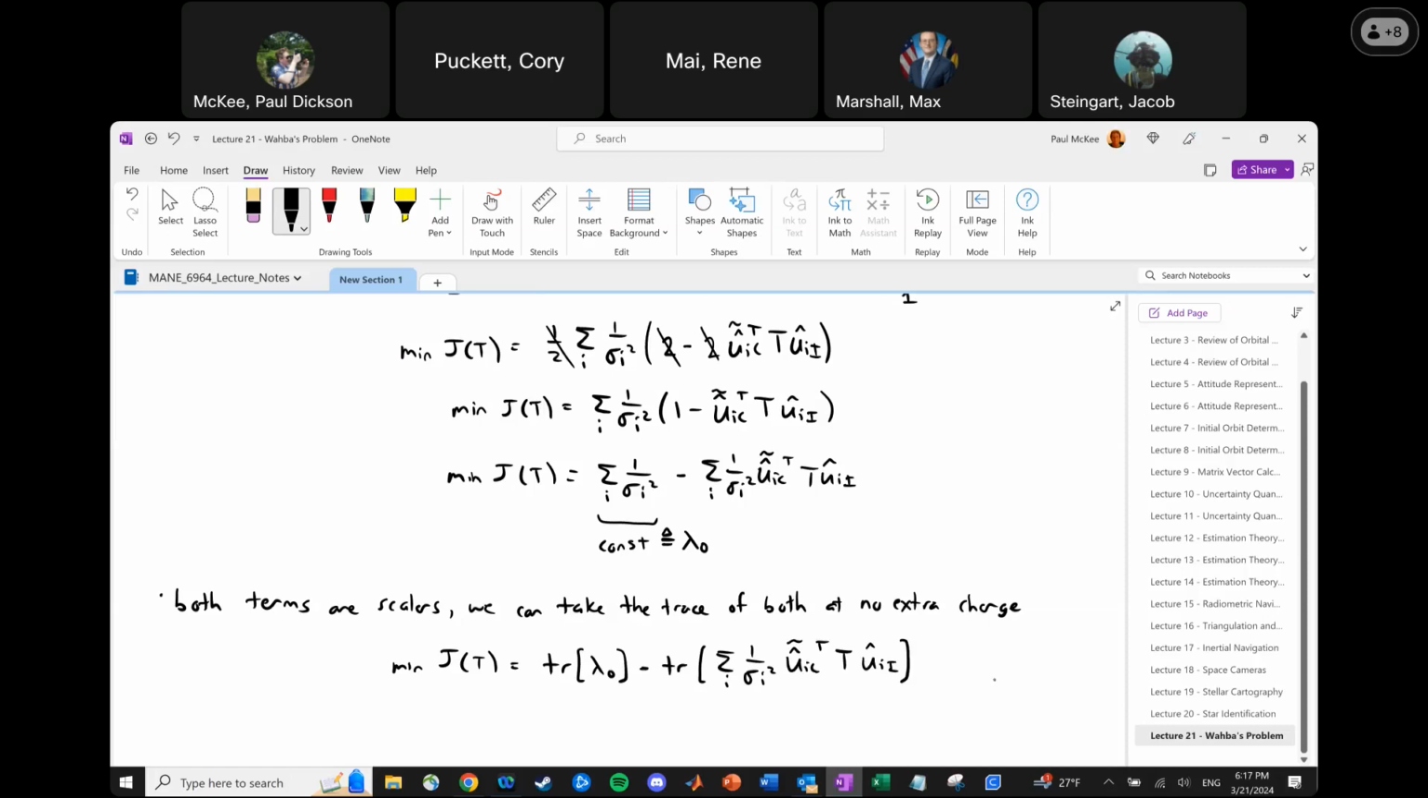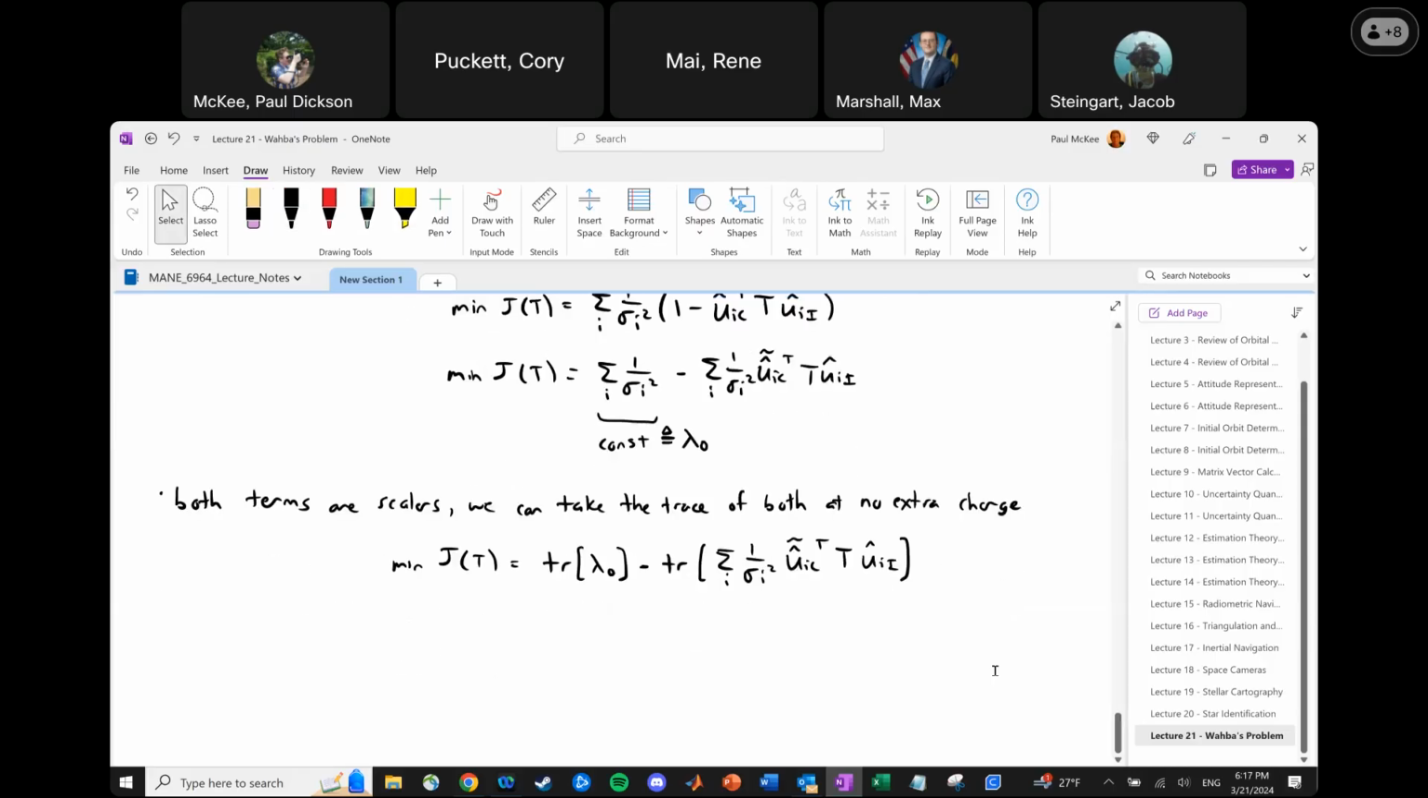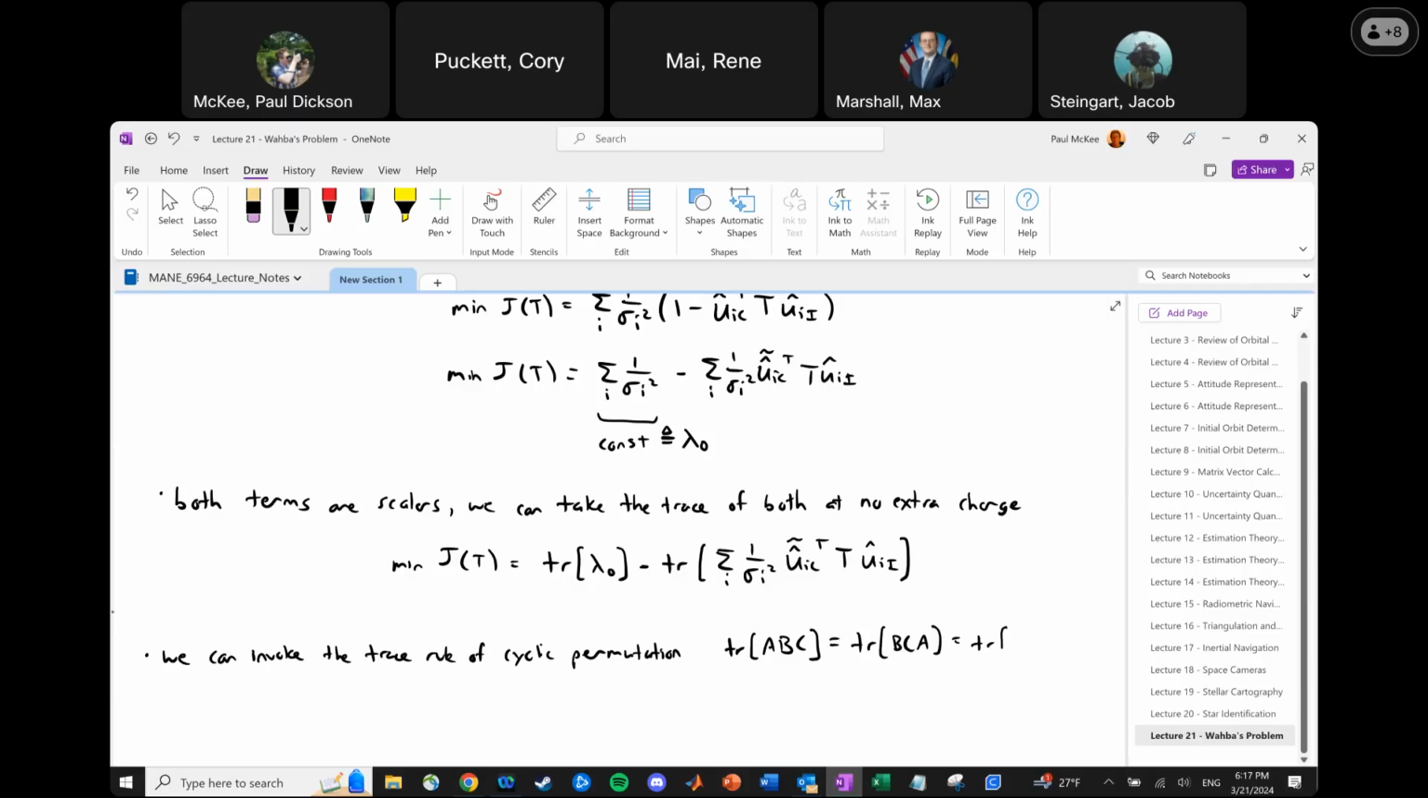And then it turns out, because this is fun, we can invoke the trace rule of cyclic permutation. What the heck does that mean? So it means that the trace of some matrix A times some matrix B times some matrix C is the same as the trace of B, C, A, and it's the same as the trace of C, A, B is what I was trying to say.